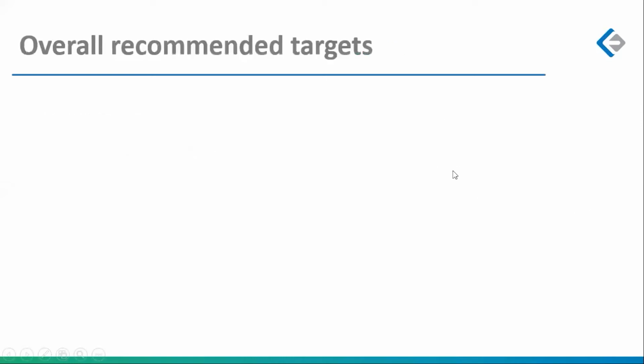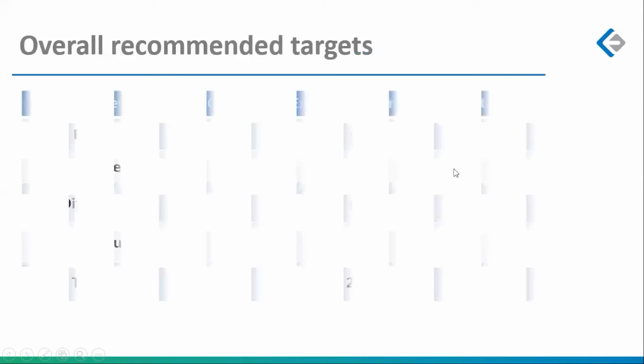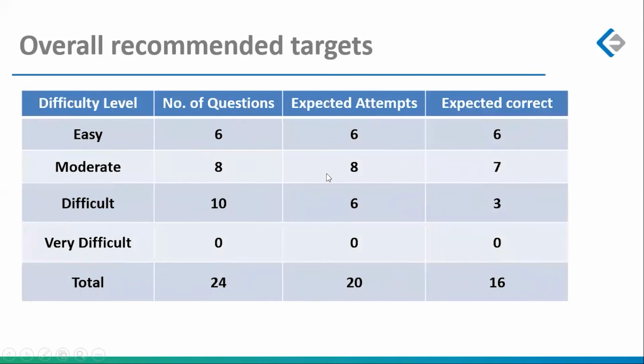So that was the question specific analysis for the 24 questions, which brings me to what were my overall targets. 6 easy questions, 8 moderate questions, 10 difficult questions. Balanced out, easy and moderate comprises 14 questions, difficult comprises 10 questions. That's why the overall paper still stands at moderate, not moderate to difficult.